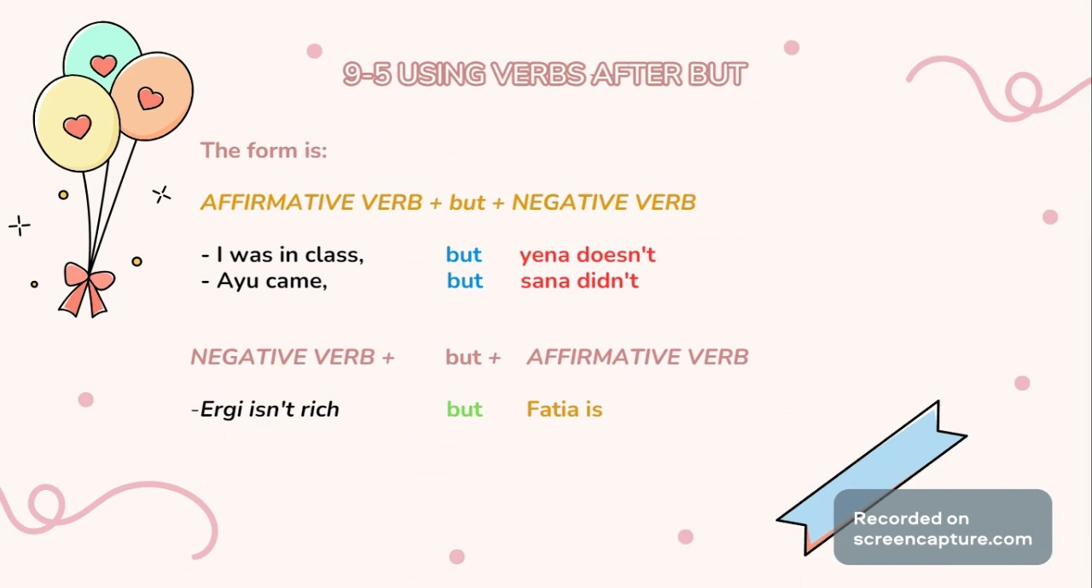Next, using verbs after but. The form is affirmative plus but plus negative verb. So the affirmative is the beginning and the negative is the end of the sentence. Example, I was in class, but Yena doesn't. And the next is the opposite. So the affirmative and negative change places. The beginning is a negative verb and but an affirmative verb. Example, Ergi isn't rich, but Fatia is.